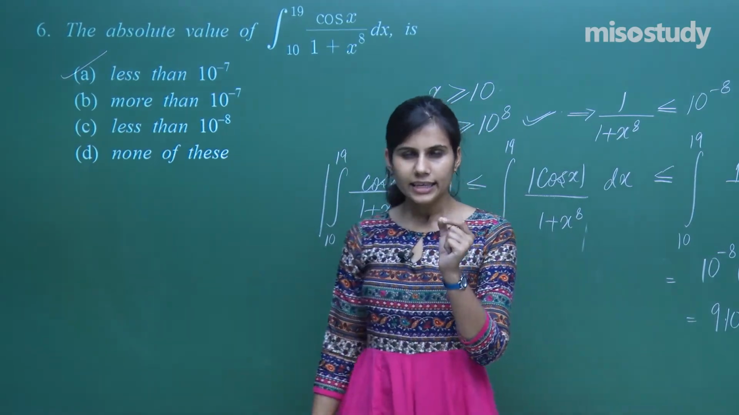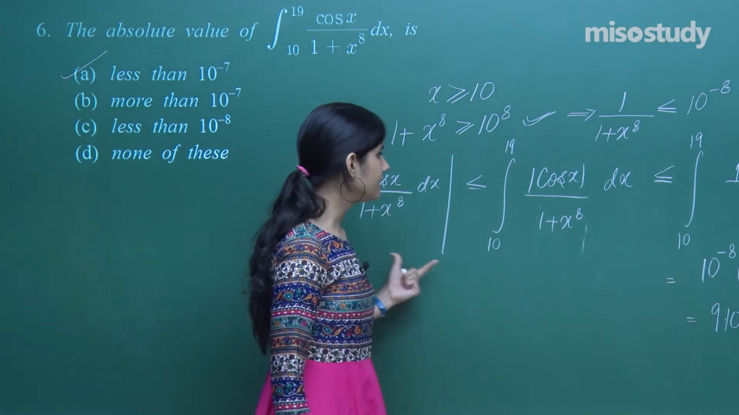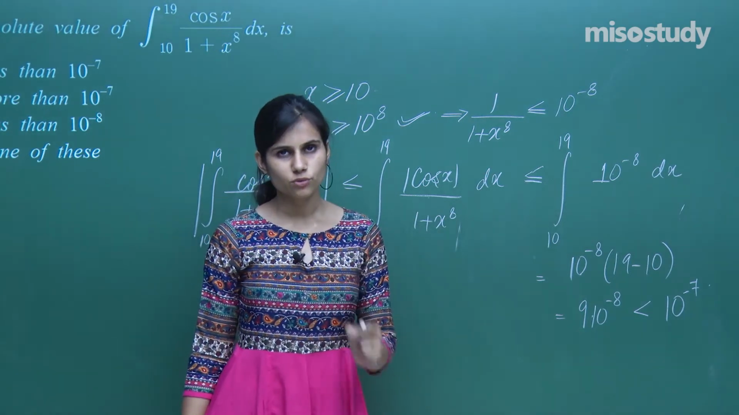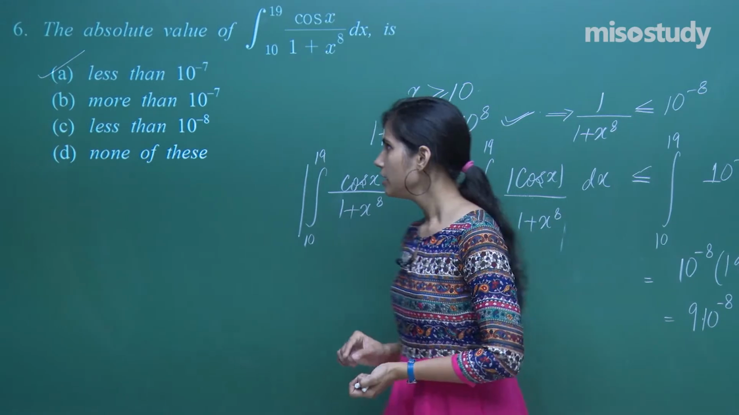The only thing to be used over here is the very simple concept that mod of the integral is less than or equal to integral of the mod, and that mod of cos x is always less than or equal to 1 no matter what real number x is acquiring.